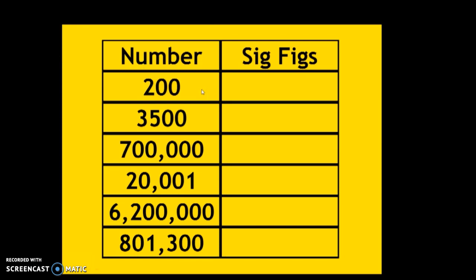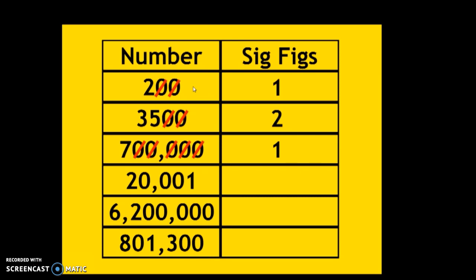If we count from the right side of the number, and I'm going to go ahead and just skip over any of the zeros that are on that particular side of the number, whatever we have left from that point forward, from the end of the number, is going to be the number of sig figs. So 200 has 1 sig fig. 3,500 has 2 sig figs. 700,000 has only 1 sig fig.